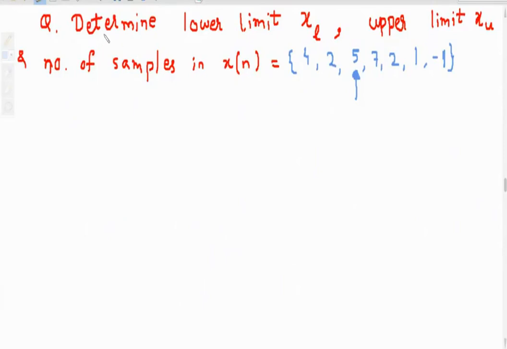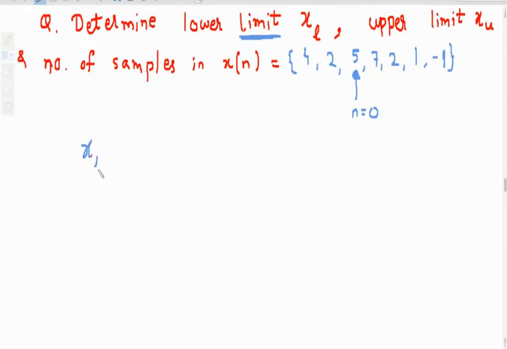Welcome all. So the question is to determine the lower limit xl, the upper limit xu, and the number of samples in x of n. x of n is 4, 2, 5, 7, 2, 1, minus 1, and the arrow is at 5. So the arrow indicates n equal to 0. Limit means the value of n. So first we have to determine the lower limit.